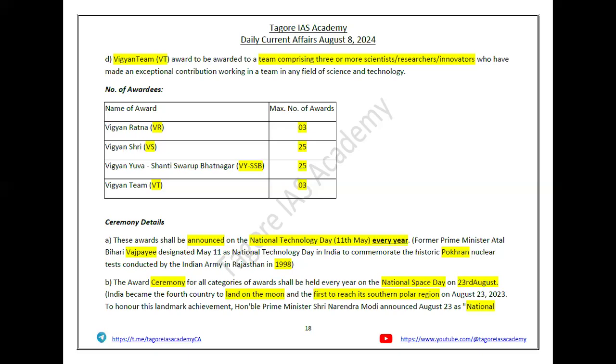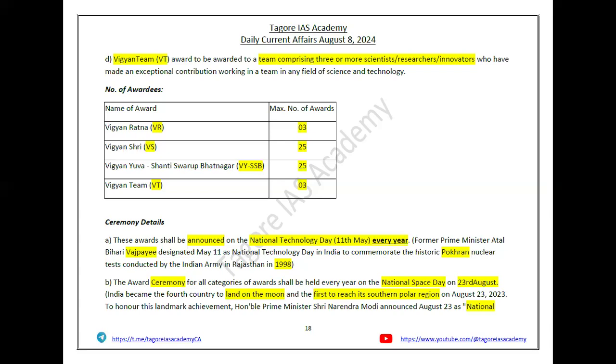अनाउंस होंगे ये नेशनल टेक्नोलॉजी डे पे. नेशनल टेक्नोलॉजी डे हर साल मनाया जाता है. वाजपेयी जी ने डिक्लेयर किया था. कमेमोरेट किसको करता है? इंडिया के 1998 पोखरण न्यूक्लियर ब्लास्ट्स को. देन इसकी सेरेमनी कब होगी? सेरेमनी विल बी ऑन नेशनल स्पेस डे.